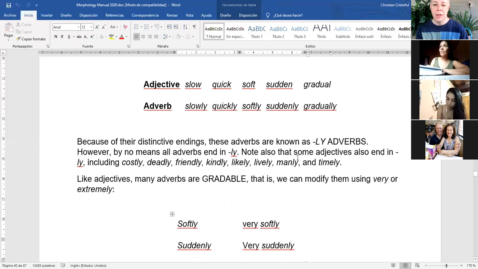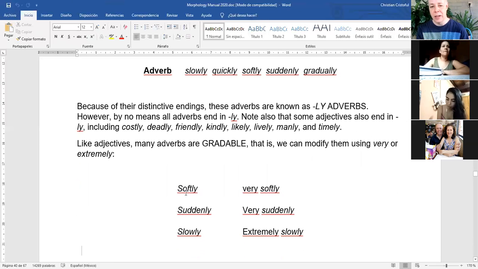Okay. Then we have this. Softly is an adverb. Very softly is two adverbs. Why? Because we said that a word that modifies an adverb is called an adverb. Suddenly and very suddenly, slowly and extremely slowly. Extremely is an adverb. Slowly is an adverb too. Okay? A word that modifies an adverb is called an adverb.